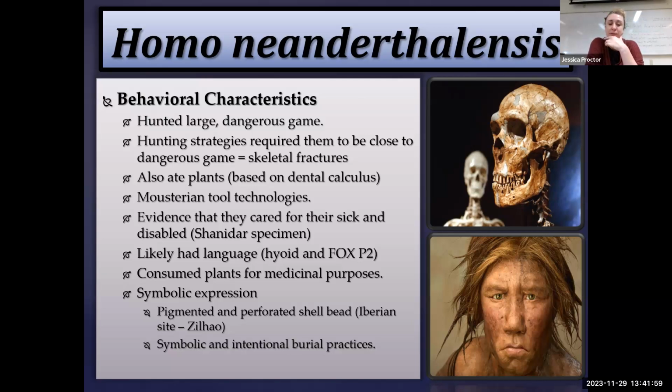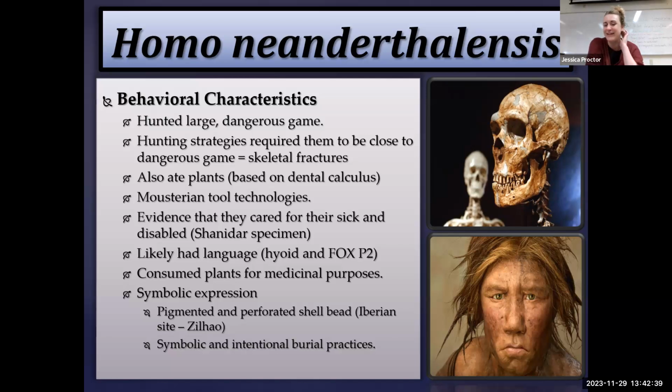Neanderthals also have evidence for language. So that bone in our vocal tract called the hyoid, it's a U-shaped bone that's really important for our anatomical capacity to create articulate speech or language. The hyoid bone of a Neanderthal is almost identical to what you see in Homo sapiens. In addition, when they mapped the Neanderthal genome, Svante Pääbo found that the FOXP2 gene, which is also very important in language acquisition and production, is almost identical to what you see in modern Homo sapiens.